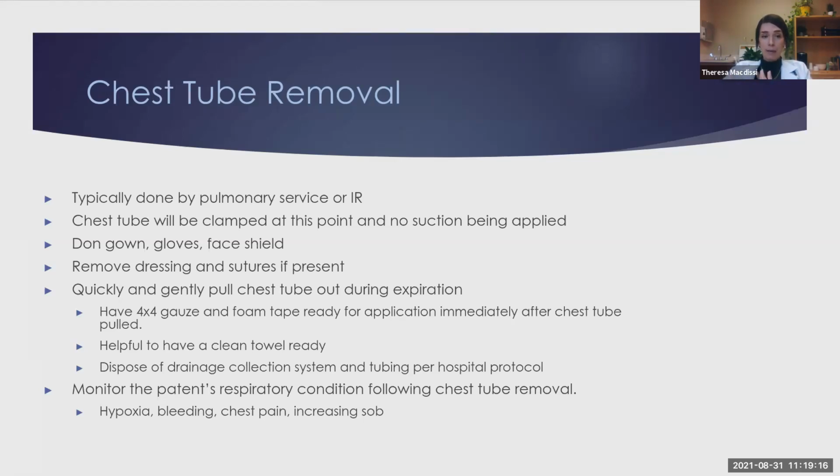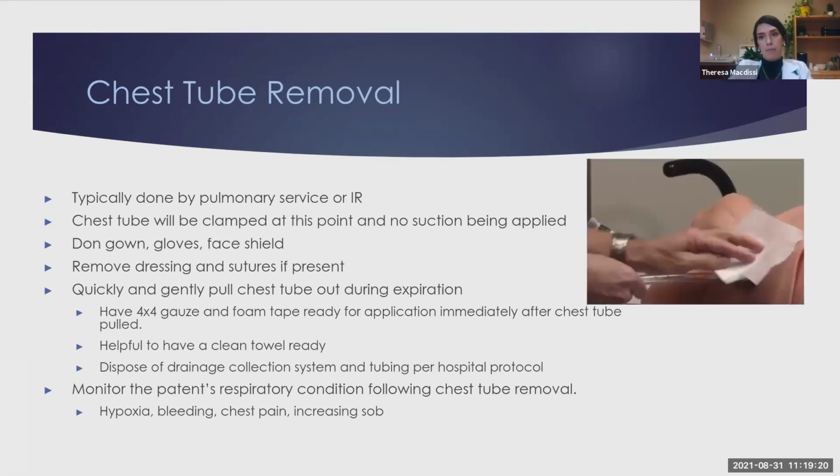You want to quickly but gently pull the chest tube out, and you're going to have your occlusive dressing on top. The reason you want that on top is because we don't want any air getting introduced into the interpleural space from the outside. So you want to make sure you have your occlusive dressing immediately on top of that chest tube site. Then you're going to apply your foam tape to the top of that and secure it.